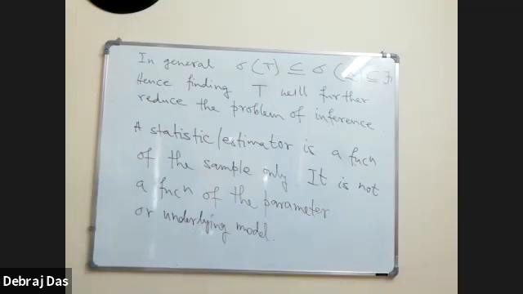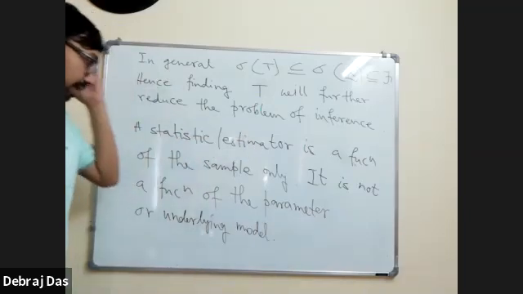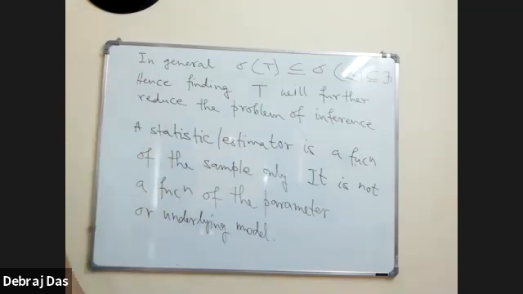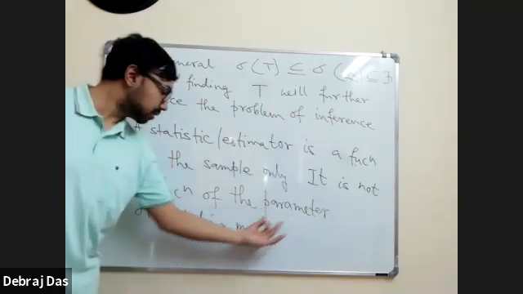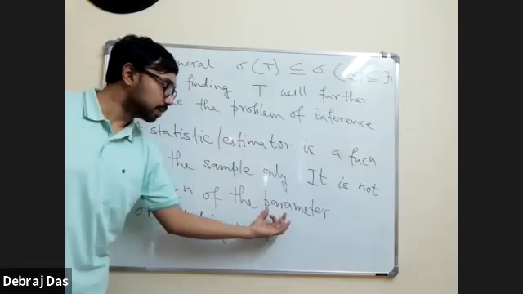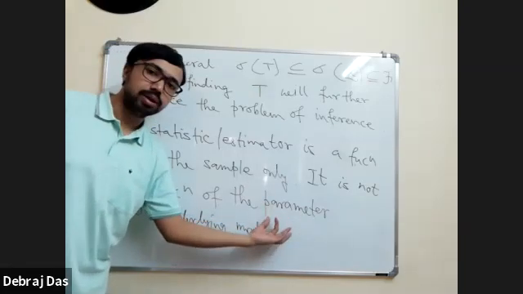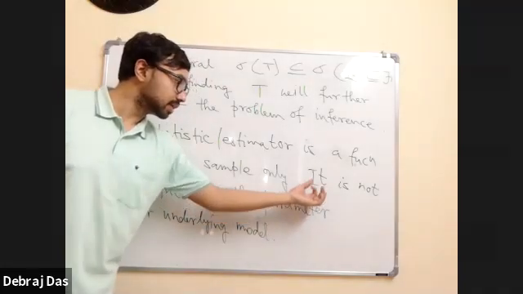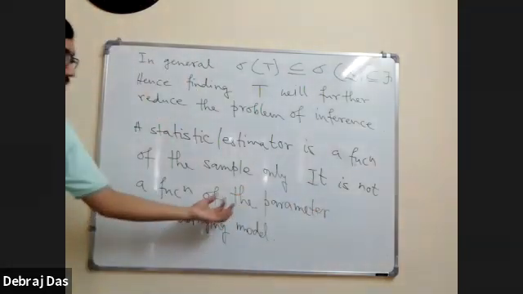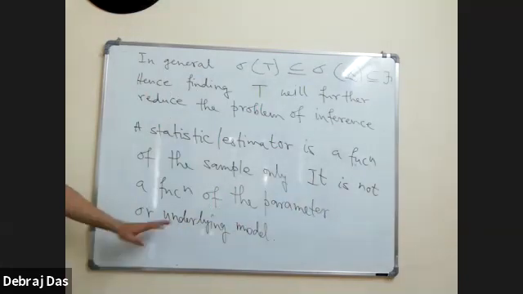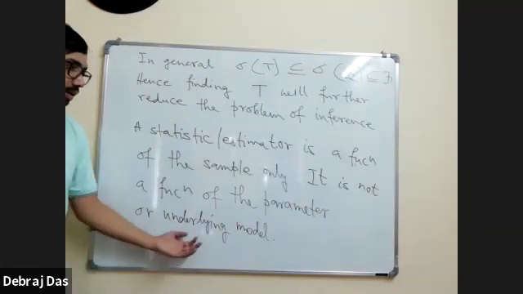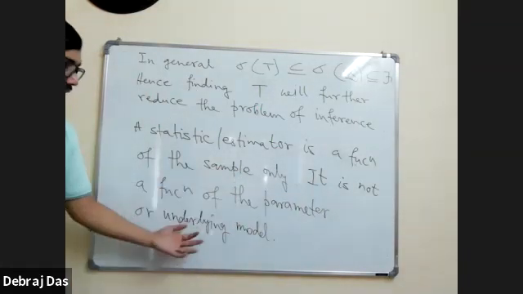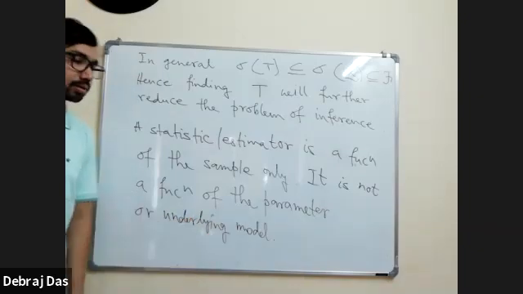So a statistic or an estimator is simply a function of the sample only. It is not a function of the underlying parameter or underlying model. In case of parametric models, you can talk about parameters. So that's why when writing the definition, I can write that it is not a function of the parameter. But whenever the model is non-parametric, then you should write that it is not a function of the underlying model. You cannot say parameter.